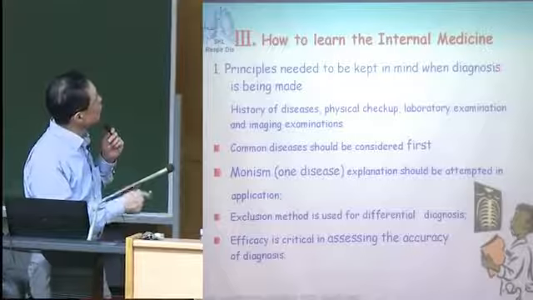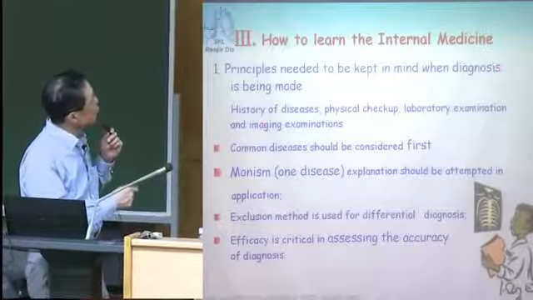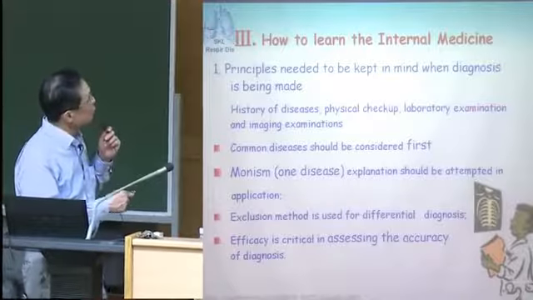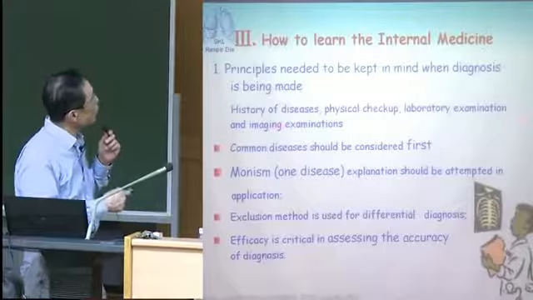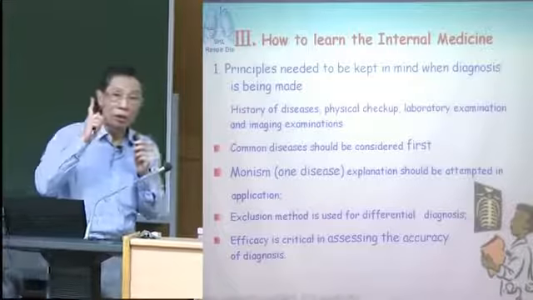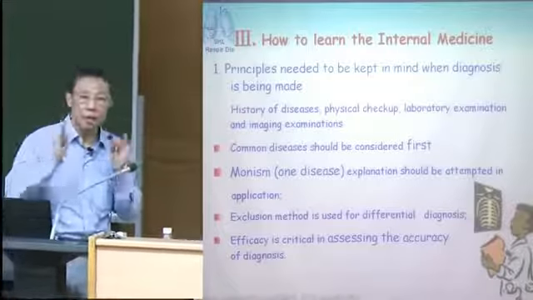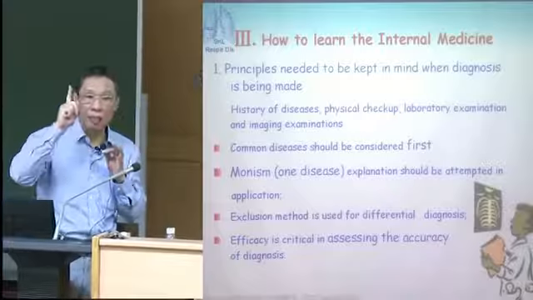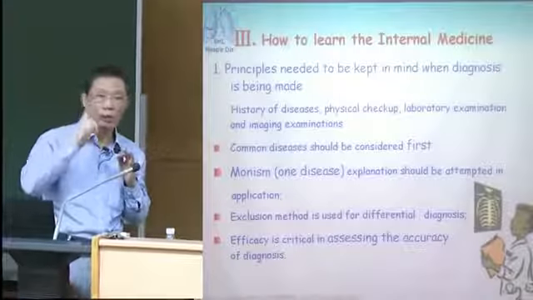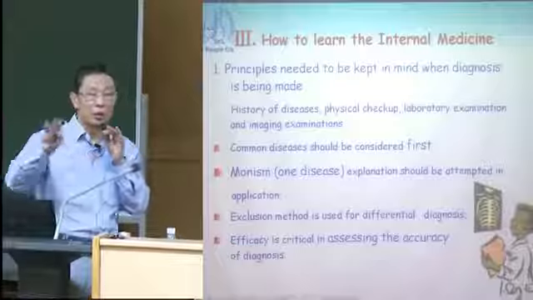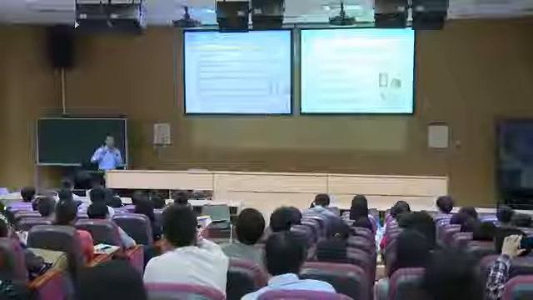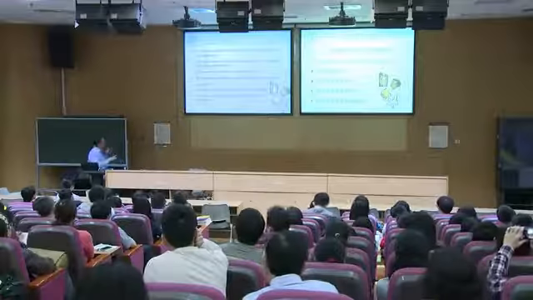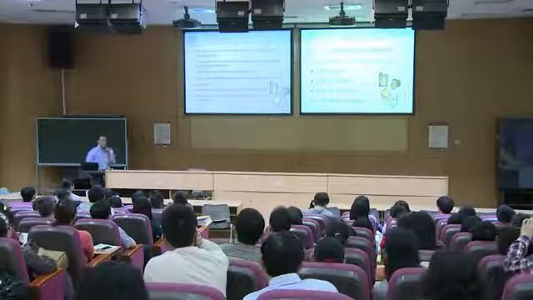So, the principle: if you have history, and physical checkup, and laboratory examination, and imaging examination, first of all, you should think about the common disease. This is the first thing. So, which one is the most common disease? Not going to the rare disease first. First, what's the common disease? This is the first way of thinking.